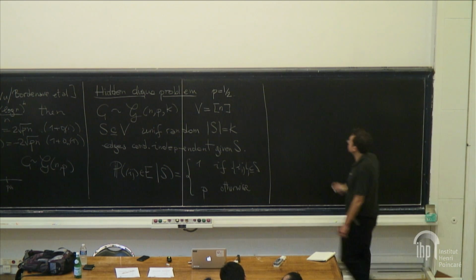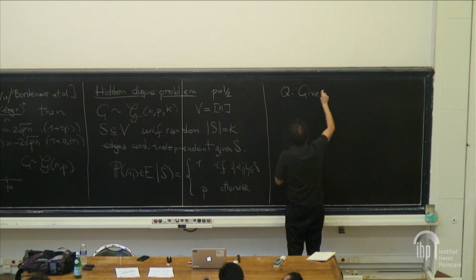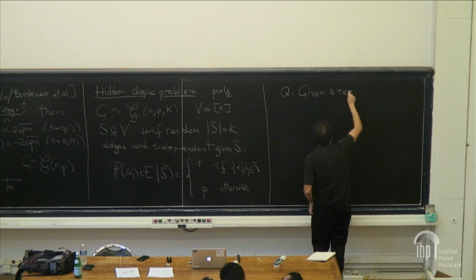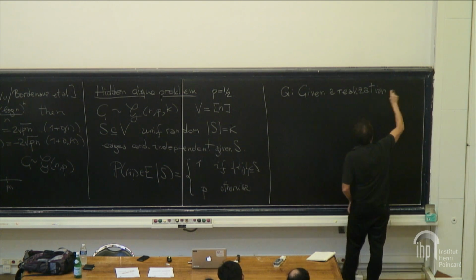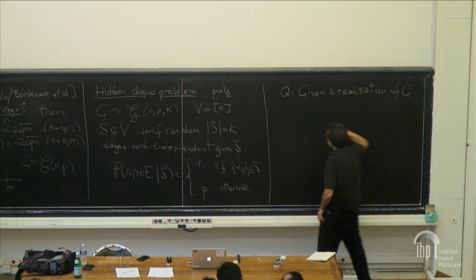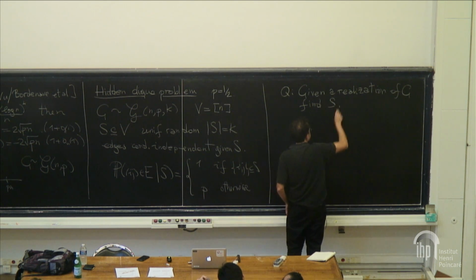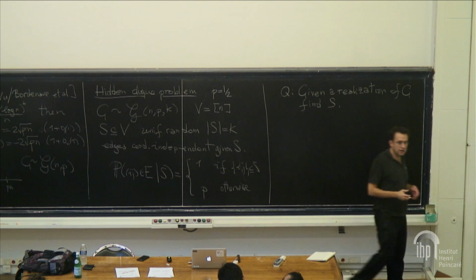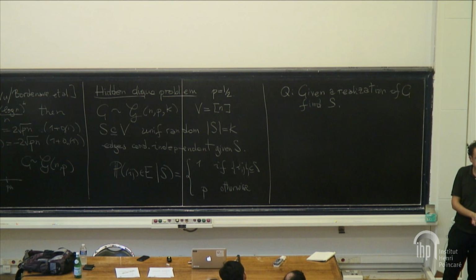And the question is, given a realization of the graph G, find S. So I generate such a graph, I give it to you, and ask you, give me S. Tell me what S is. Okay? Is the problem clear?